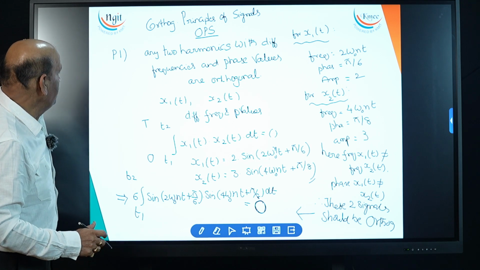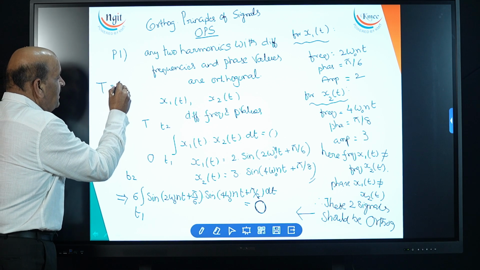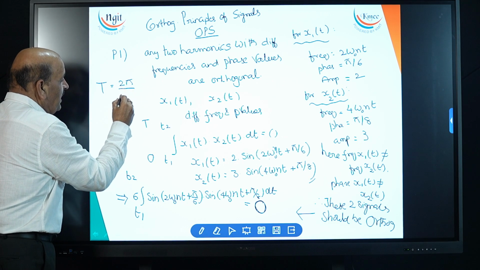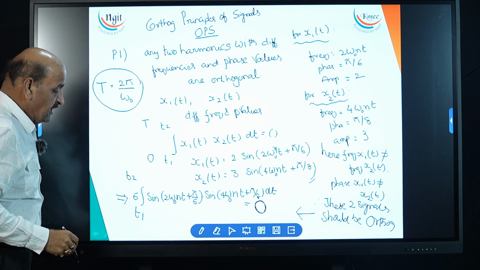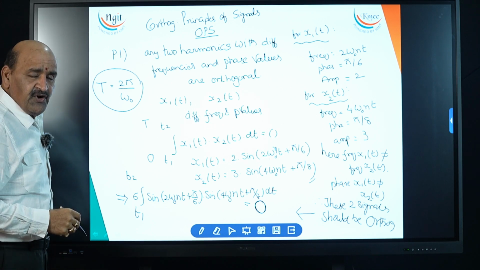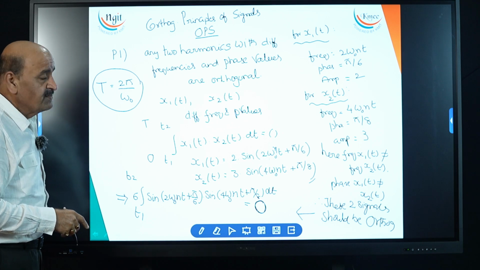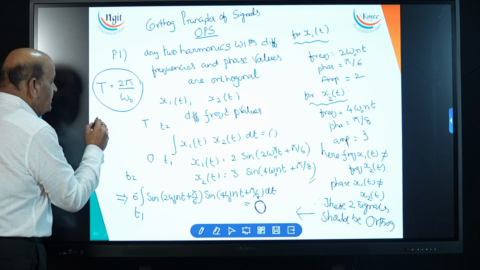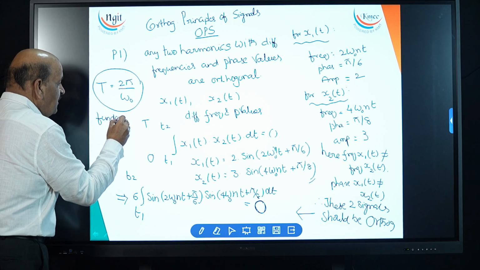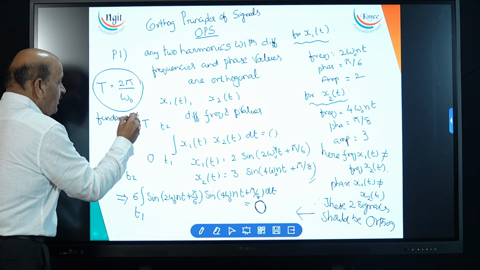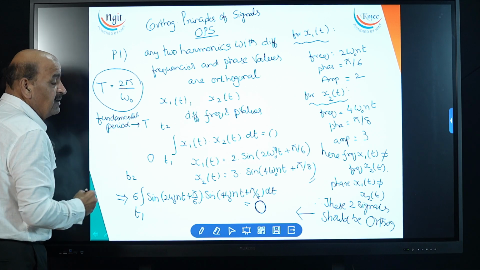Here one important point: in these problems we used T. What is the fundamental period? T is 2 pi by omega naught. Just look at this formula, it is very much important. You know the same formula since your simple harmonic motion concept in intermediate physics. Now here T is called the fundamental period.